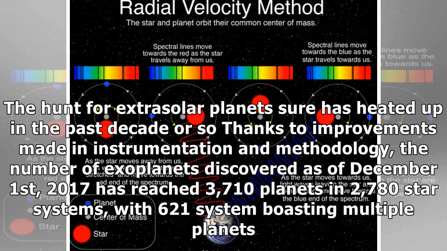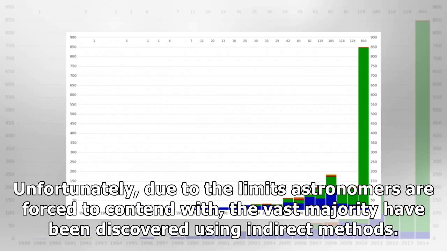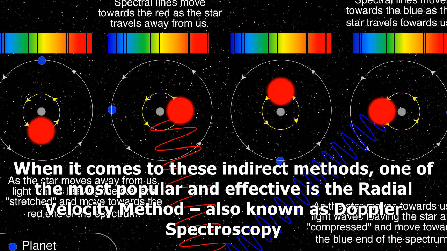The number of exoplanets discovered as of December 1, 2017 has reached 3,710 planets in 2,780 star systems, with 621 systems boasting multiple planets. Unfortunately, due to the limits astronomers are forced to contend with, the vast majority have been discovered using indirect methods. When it comes to these indirect methods, one of the most popular and effective is the radial velocity method, also known as Doppler spectroscopy.